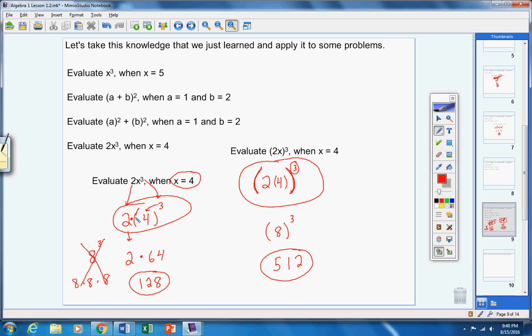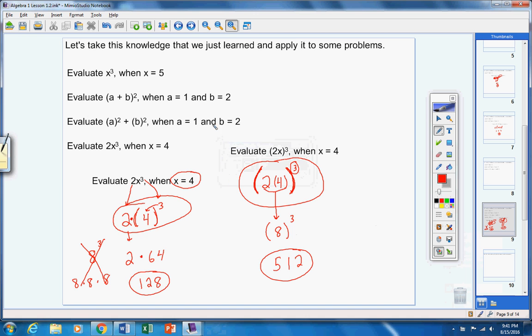Here I have a parentheses around the 4, so the 3 goes to just the 4. So you do your power first. But here I've got a parentheses around 2 times 4, so the 3 goes to the entire expression. So I must first multiply these 2 numbers so that I have one number for my base. Over here I had one number for my base, so I could go ahead and do my powers first. Here I have 2 numbers for my base, so I simplified them down to one number, and then once I had one number for my base, I could then evaluate my exponent.